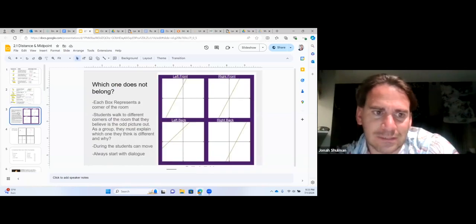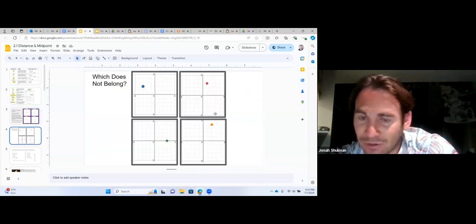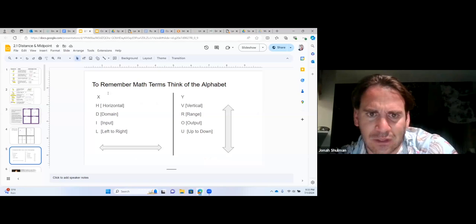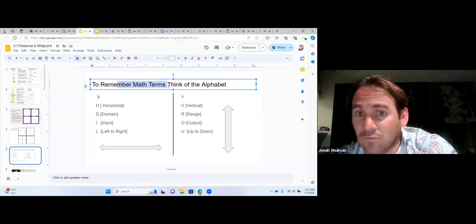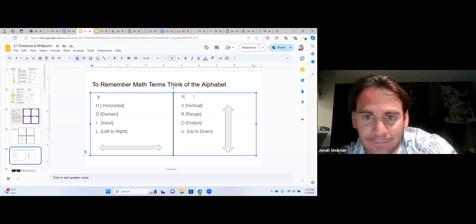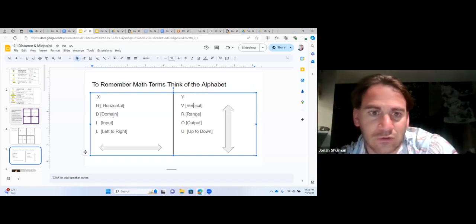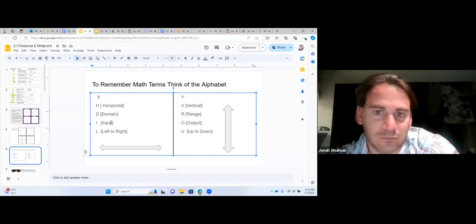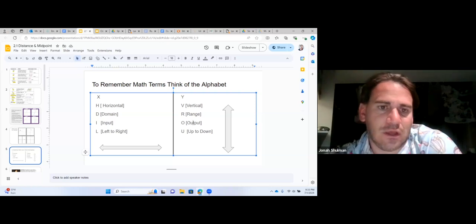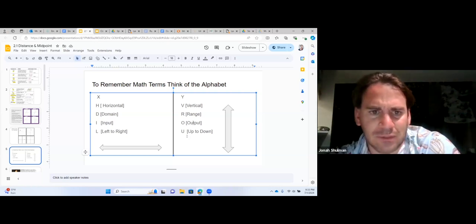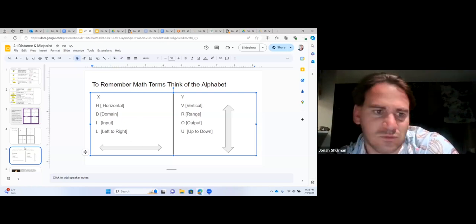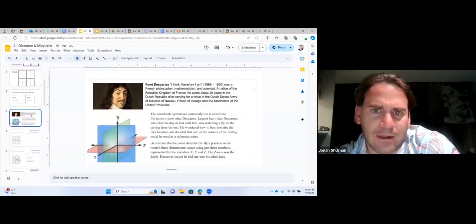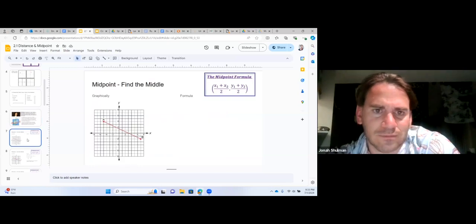Now, why is this a good lesson? Well, one, I use what does not belong, have the students move around. And then to remember the math terms, I always think about the alphabet, X before Y, horizontal before vertical, domain before range, input before output, left and right, up and down. It just really helps my students to see that all these terms specify the X and all the terms specify the Y. Show the history as usual.